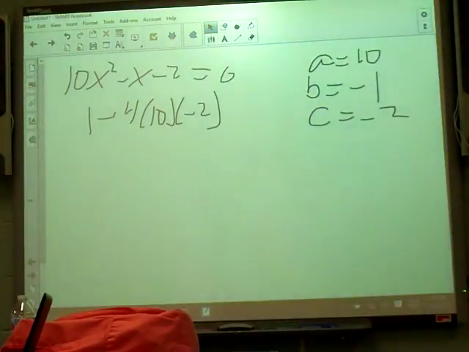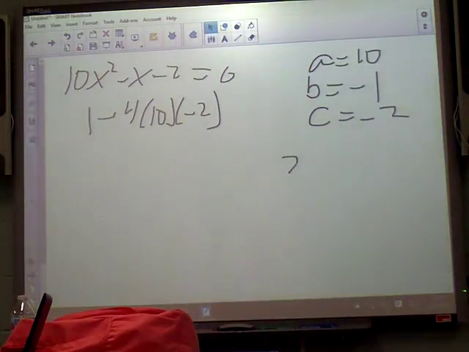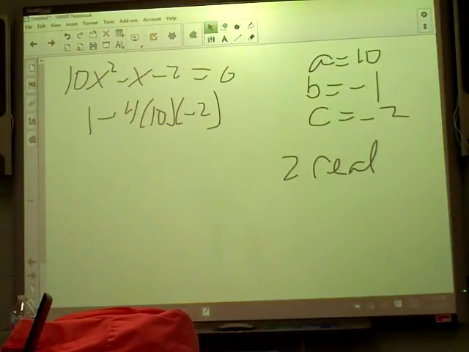Now I can look at that and already know I'm going to have a positive number because I got a negative times a negative, which is a positive. So I already know there's going to be 2 real. But let's go ahead and work this thing out and see what we got. 4 times 10 is 40, times 2 is 80, so I got 1 plus 80, so I ended up getting 81. So think about the whole big quadratic formula. 81 would be the part underneath the radical. Is that a perfect square?